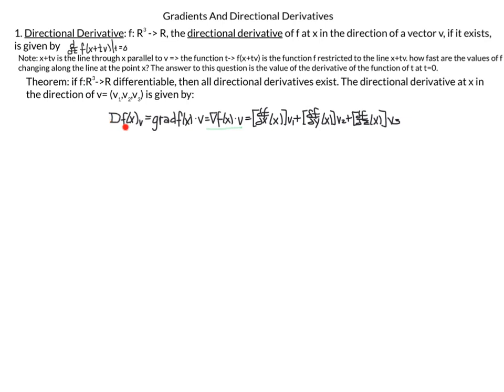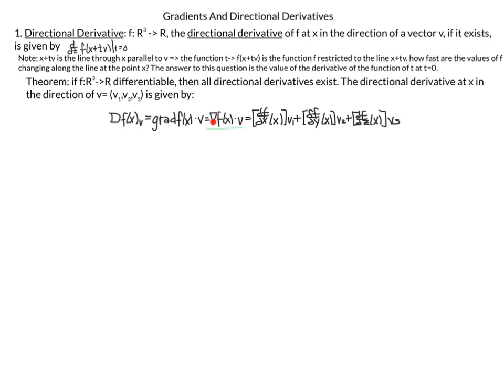So now we have this theorem to help us out. If f goes from R3 to R, if it's differentiable, then all the directional derivatives exist, because that's what it means to be differentiable. And the directional derivative at x in the direction of v is given by the gradient. We have these three different notations for gradient: df and v, or grad f of x dot v, and this is the one I tend to use, the del f of x dot v.